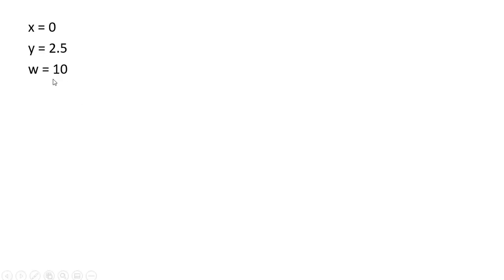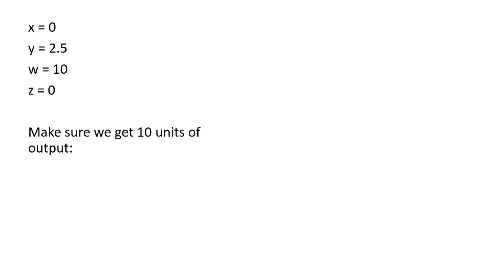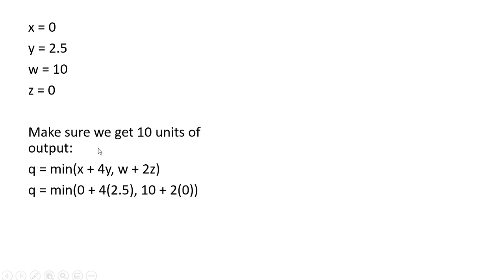So to recap, that is our cost-minimizing input mix. Let's just make sure we get 10 units of output with this input mix. Plugging all those values into the production function, x equals 0, y equals 2.5, w is 10, and z is 0. We end up here with the minimum of 10 and 10, which is just 10.